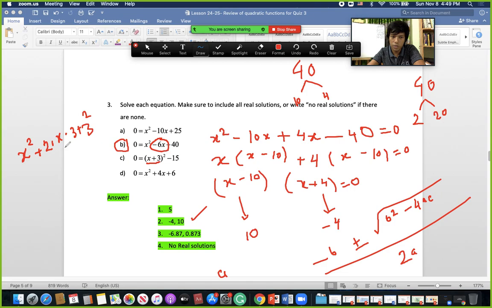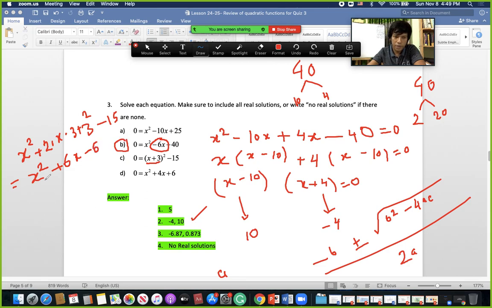(x plus 3) whole square means all this, then minus 15. This equals x squared plus 6x. 3 square means 9, and 15 minus 9 equals 6. So that means minus 6, because 15 is the bigger number and the bigger number's sign is negative.